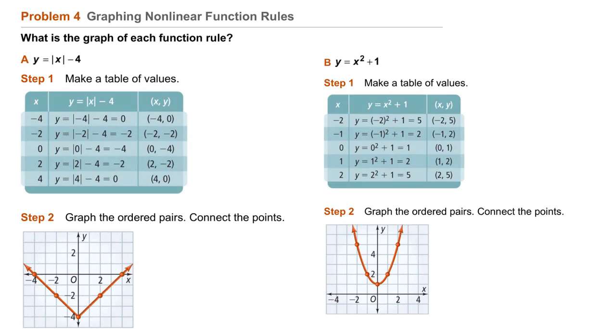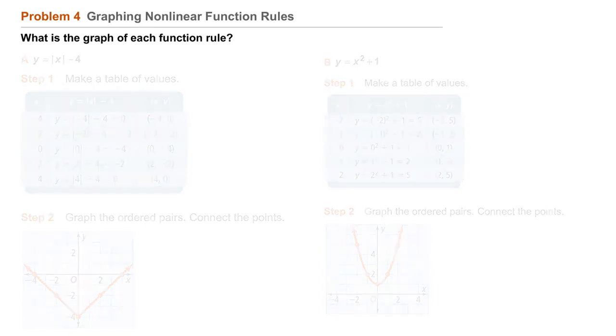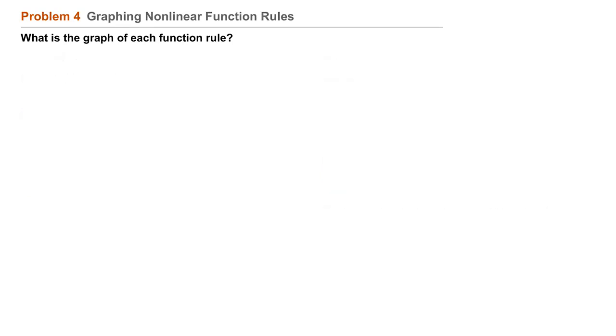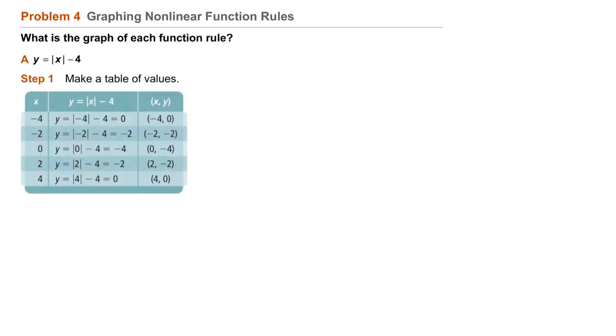Problem 4. Graphing nonlinear function rules. What is the graph of each function rule? A, y equals the absolute value of x minus 4. So, step 1, we'll make a table of values.